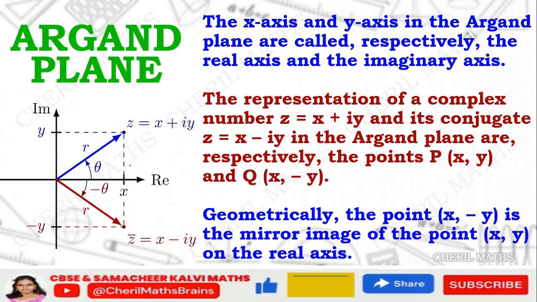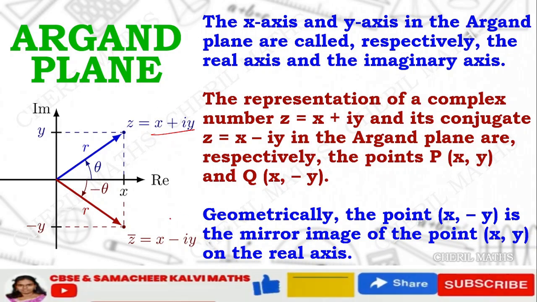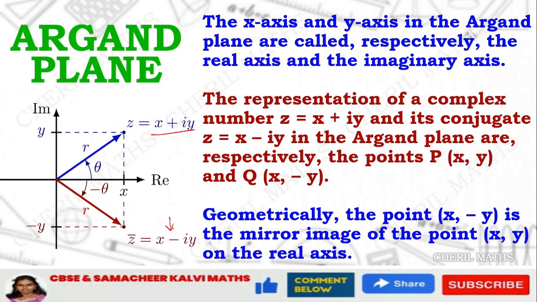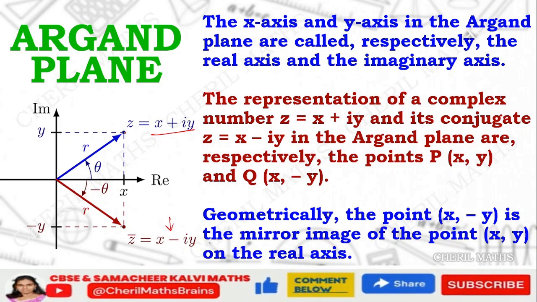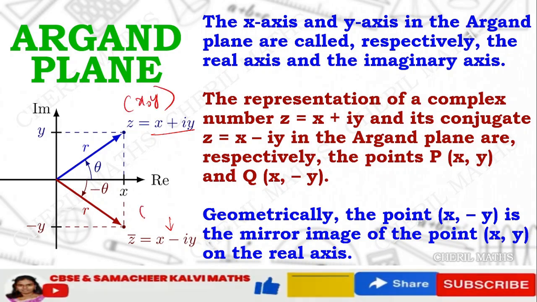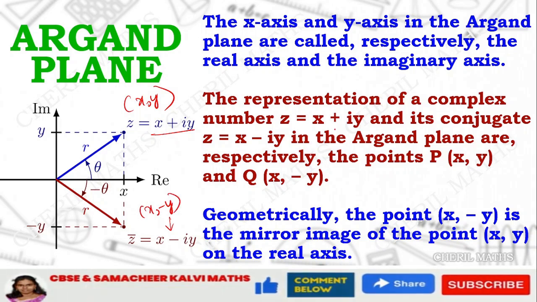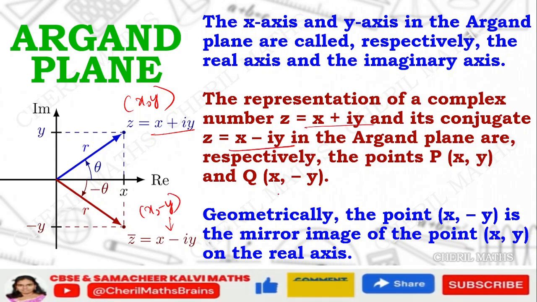So this is representing the conjugate. If x plus iy is the given complex number, the conjugate will be x minus iy. It will be exactly on the other side of the real axis. That's what we are seeing here. This point will be (x, y) and this point will be (x, -y). So if there is a conjugate, x plus iy and x minus iy, then geometrically this point will be the mirror image of this point.